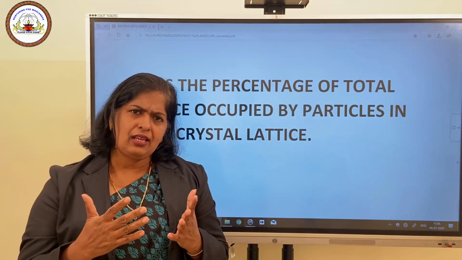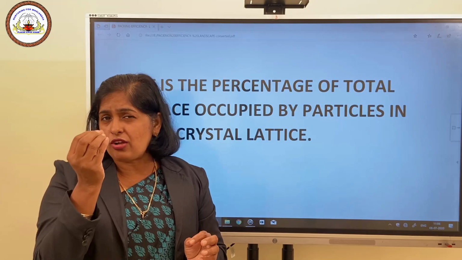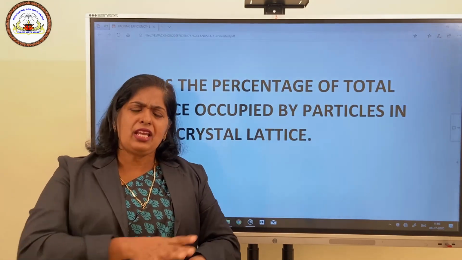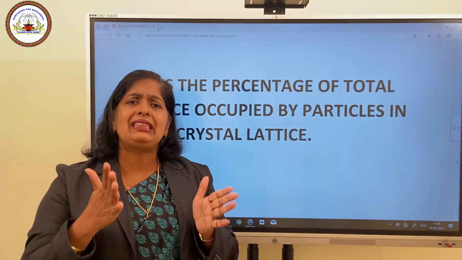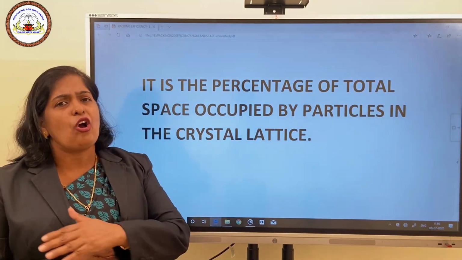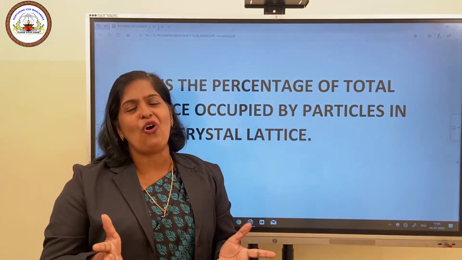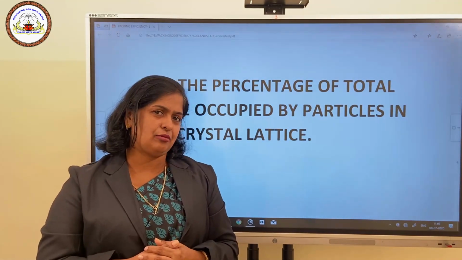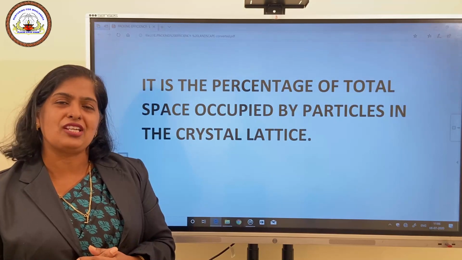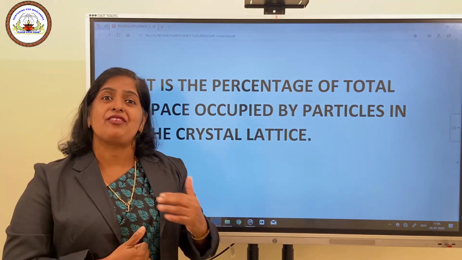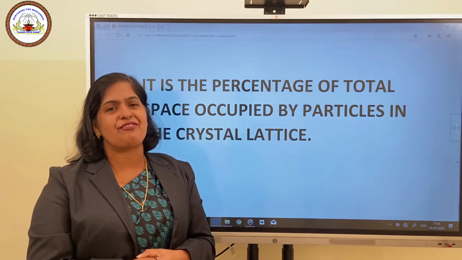Suppose I have a box and I want to fill it with mini balls or small balls. I completely fill the box with the balls, and I found that only 3/4 of the space is occupied and 1/4 of the space is left as voids or interstitial sites. Here, the packing efficiency is 3/4 into 100, which is equal to 75%, and the empty space percentage is 25.